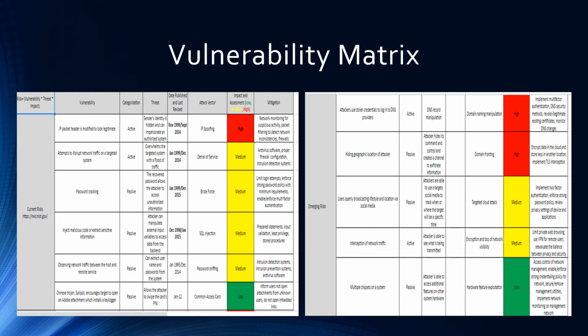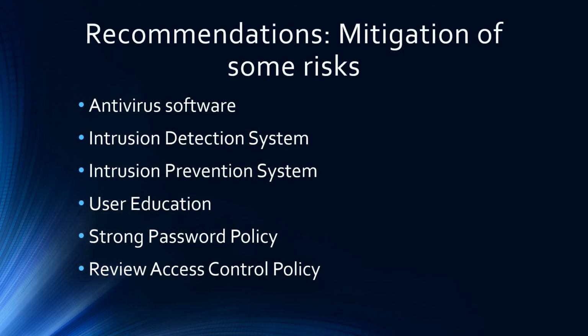The vulnerability matrix shows what each attack vector is, the date it was first published, its threat to the system, the categorization, the vulnerability, and the risk mitigation. It is highly recommended that some of the risks be reviewed for mitigation. There are risks that are easily addressed with a few policy changes.